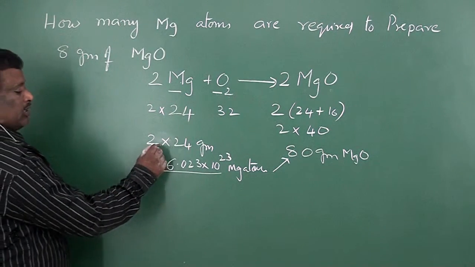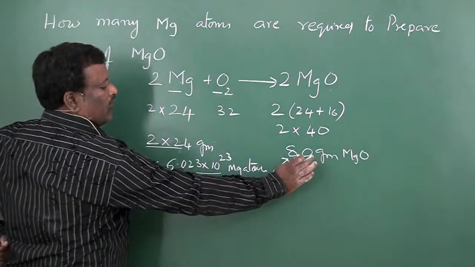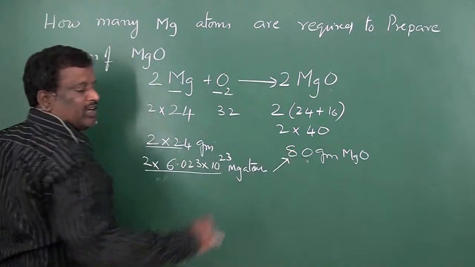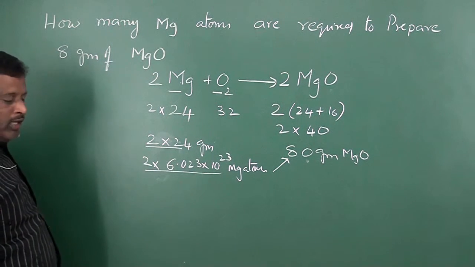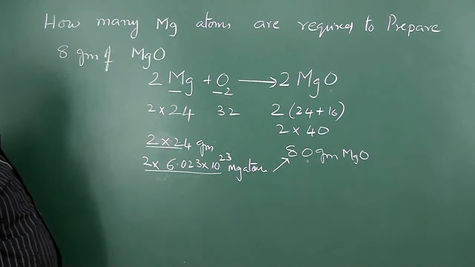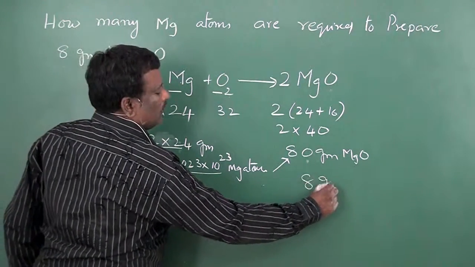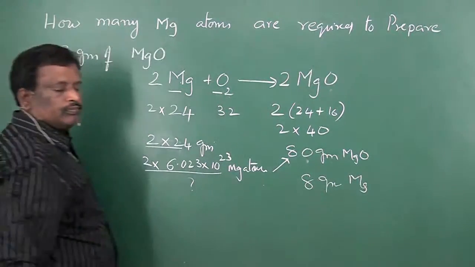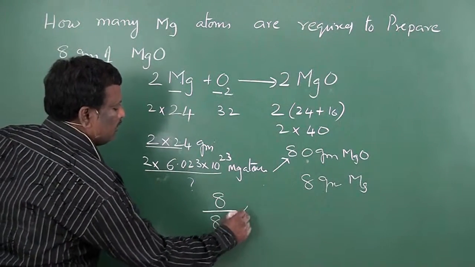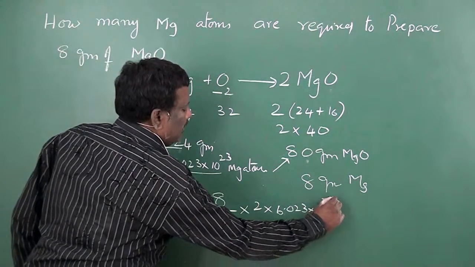If they ask the relation between mass of magnesium and mass of magnesium oxide, you have to compare 2 into 24 forms 80 grams. But they are asking with number of magnesium atoms with magnesium oxide mass. So 2 into 6.023 into 10 to the power 23 magnesium atoms can form 80 grams of MgO. Then how many magnesium atoms can form 8 grams? That is 8 by 80 into 2 into 6.023 into 10 to the power 23.